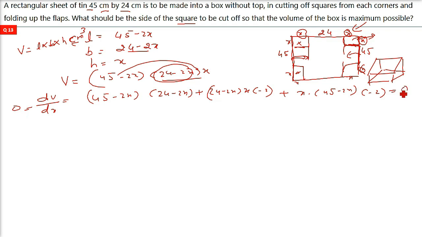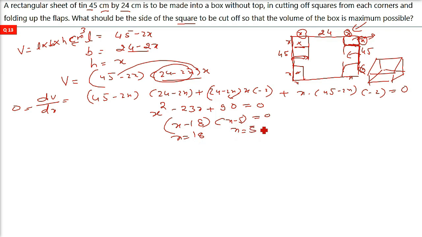Because of the limitation of time, I hope you'll be able to do the multiplication and equate it to 0. My intent is to give you the expression that is finally formed. The factorization, multiplication and differentiation are your responsibility. The basic expression is in front of you, and there will be factors x minus 18 and x minus 5. If you multiply this, you get the original expression. When you equate it to 0, x will be 18 and x will be 5.